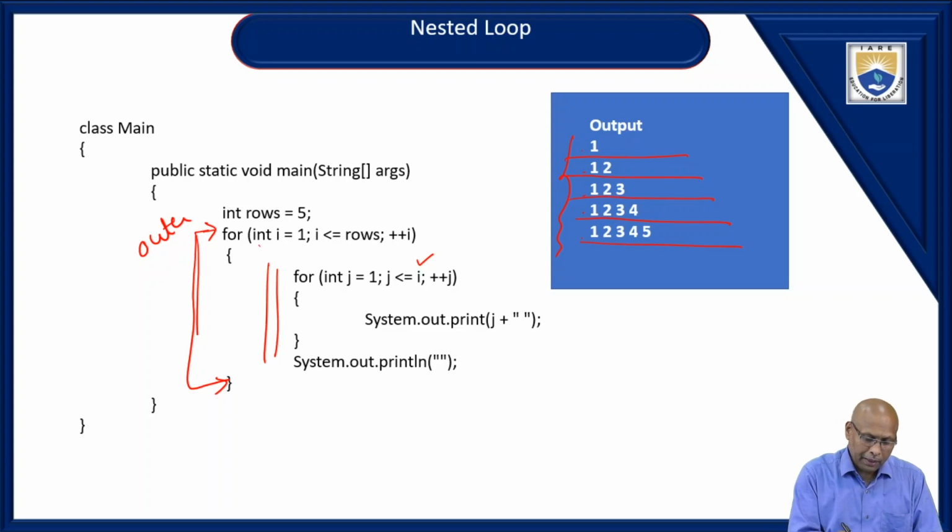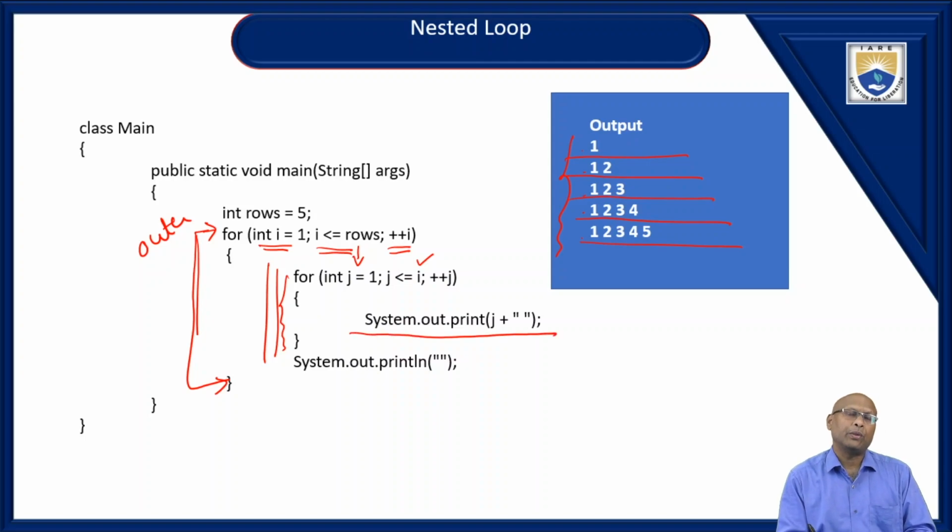So this is my initialization part. This is my condition. This is my increment operation. For every iteration of the outer loop, it will come inside and perform this. Here, this inner loop is performing what? Printing some value, so that I will get this output.